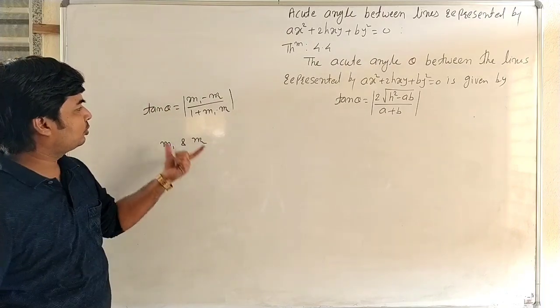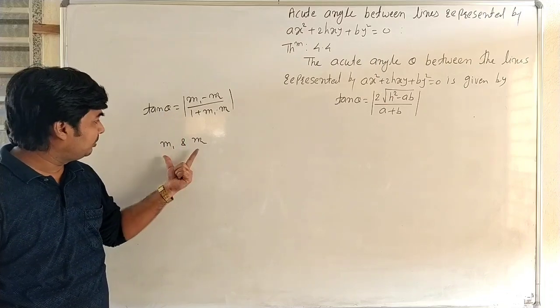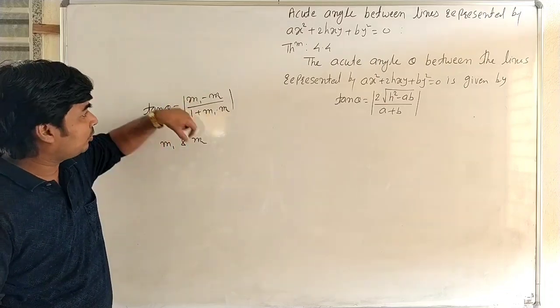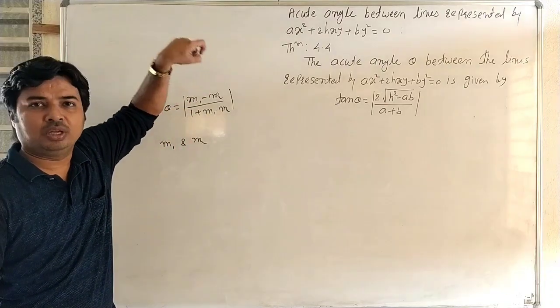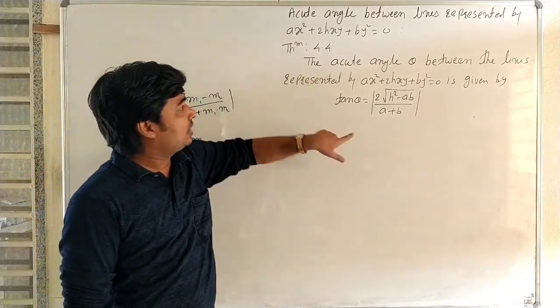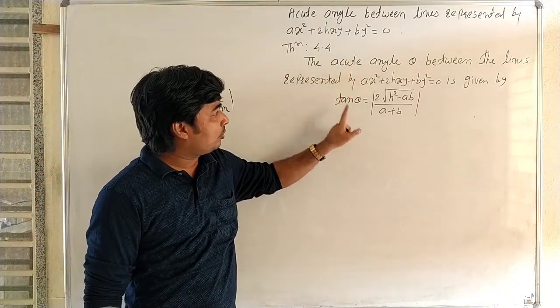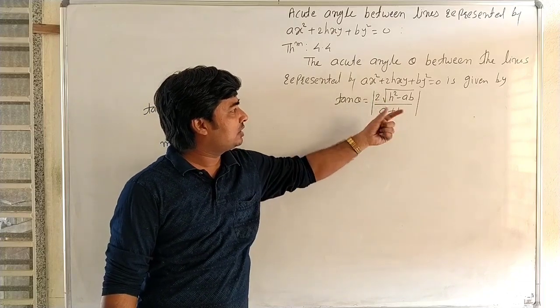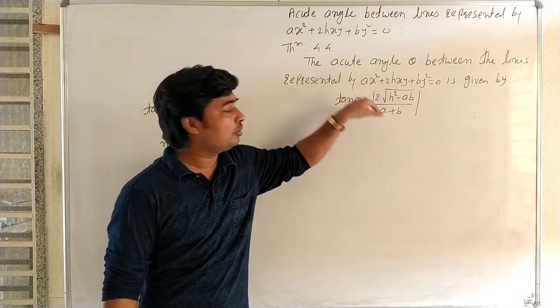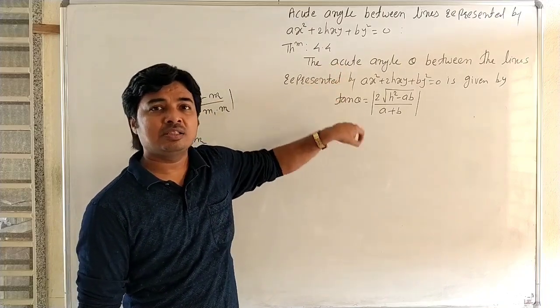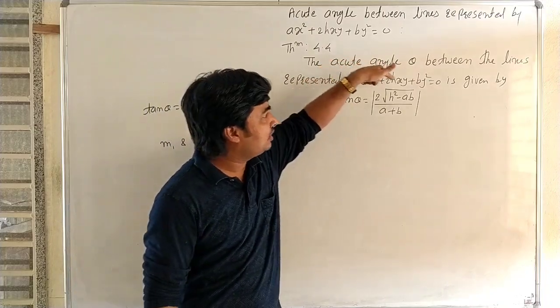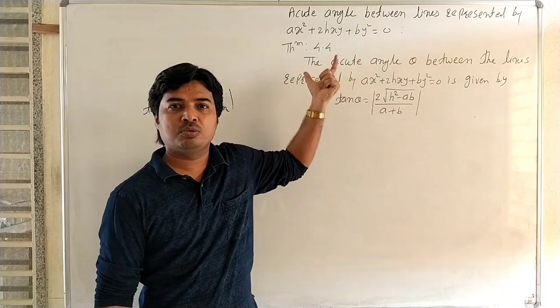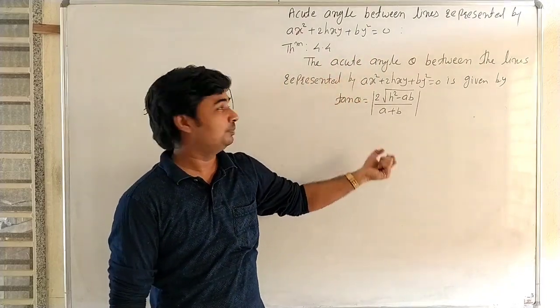m1 and m2 are the slopes of the two lines, and theta is the angle between the two lines. It is the formula for the angle between any two lines. But here we see a different formula for the angle. It is tan theta is equal to mod of 2 under root (h square minus ab) upon (a plus b). It is the formula only for lines represented by a second degree homogeneous equation, that is, the combined equation of two lines passing through the origin.